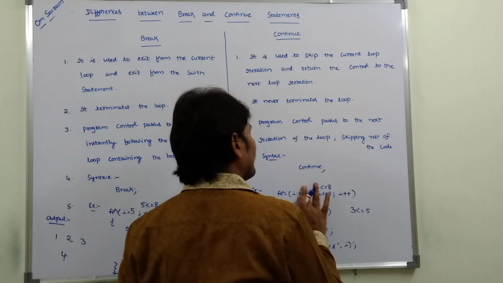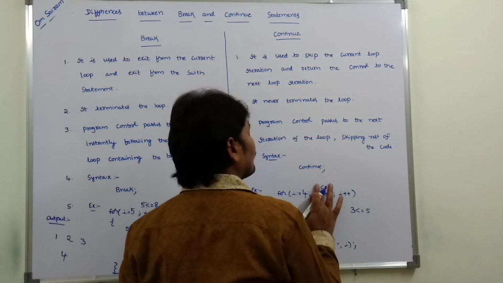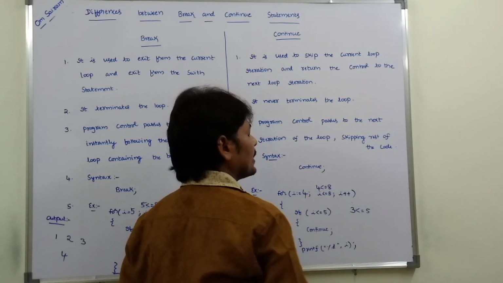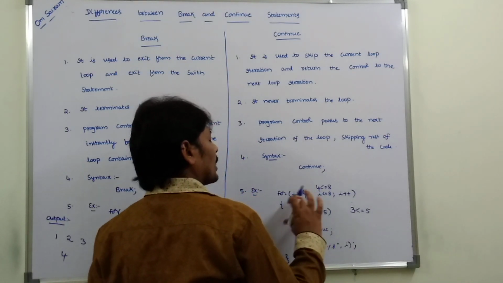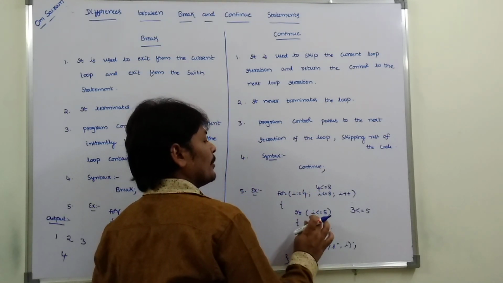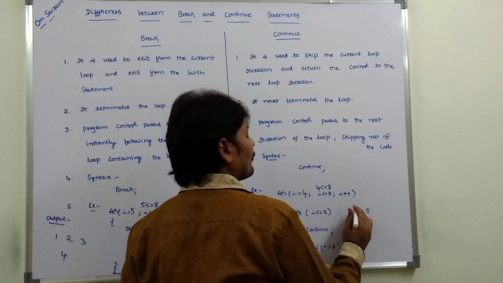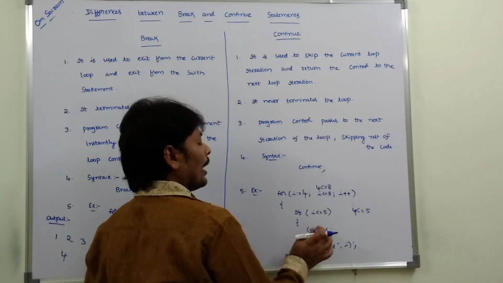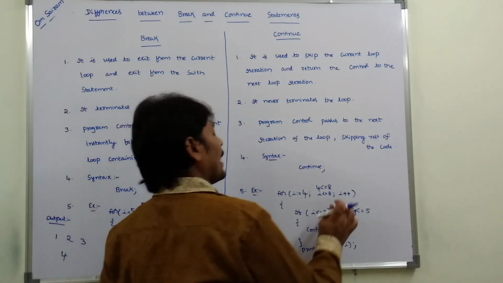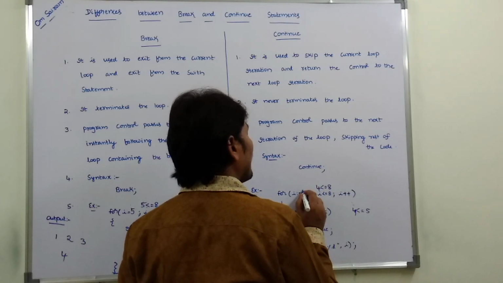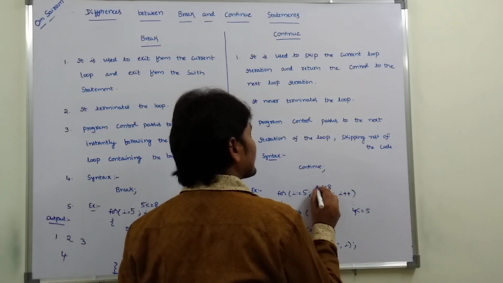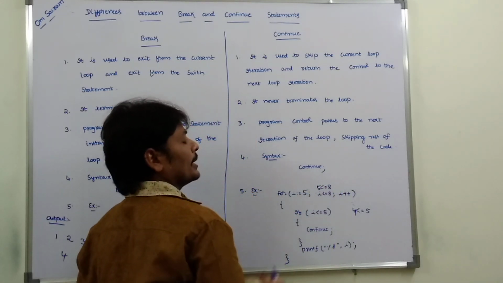I value is incremented. I value 4. 4 less than or equal to 8. Condition true. So the control goes to the body of the loop. 4 less than or equal to 5. So condition true. Again continue. So I value is incremented. Now I value is 5. So 5 less than or equal to 8.